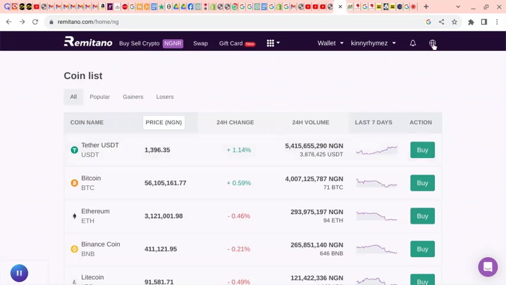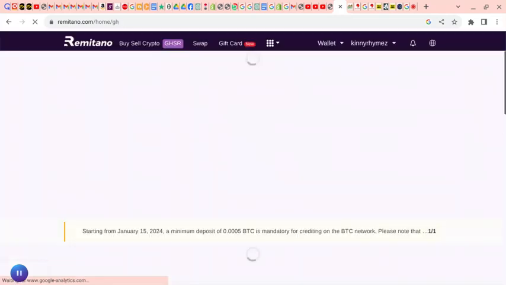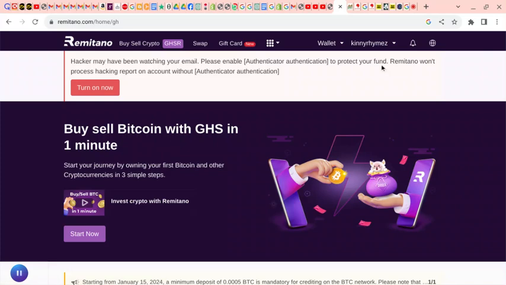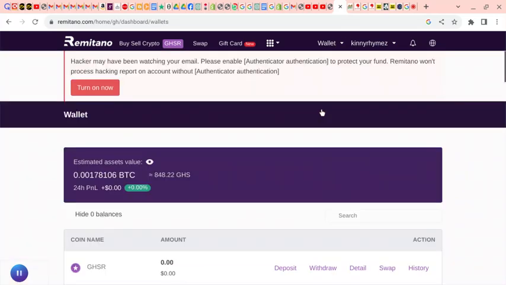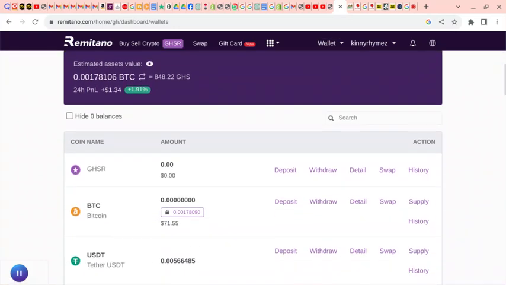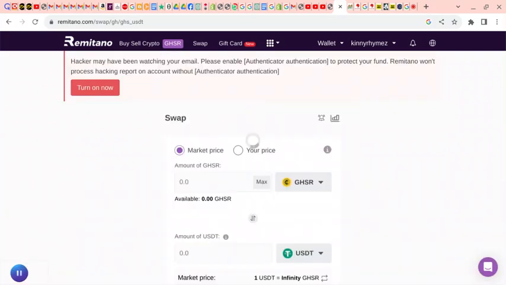So I want to use my currency so that I'll be comfortable. Yeah, so this is how you do it. First of all, you go to my wallet. Then you deposit money into your local account through your bank or mobile money. After that, you see that we have deposit, withdraw, detail, swap and so on. Then you swap it. So there's no need for you to buy any USDT. You just swap it.